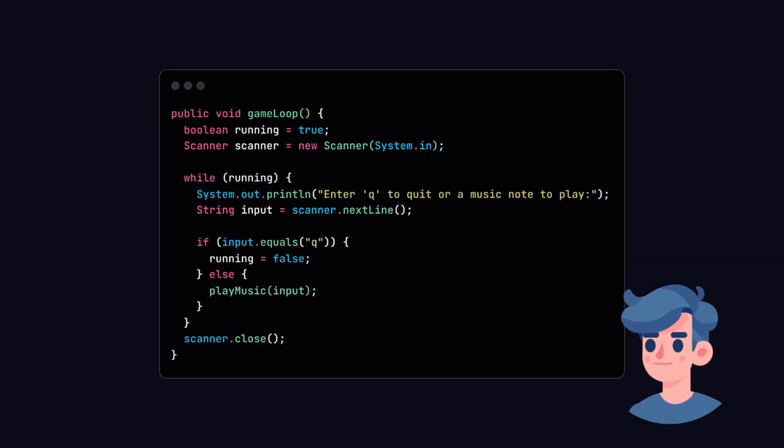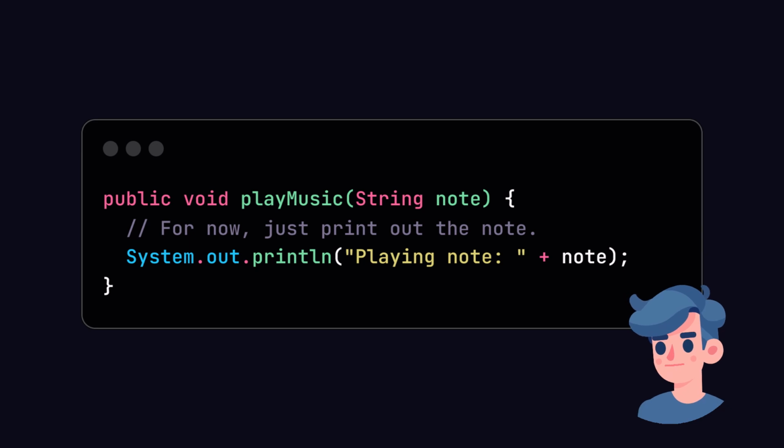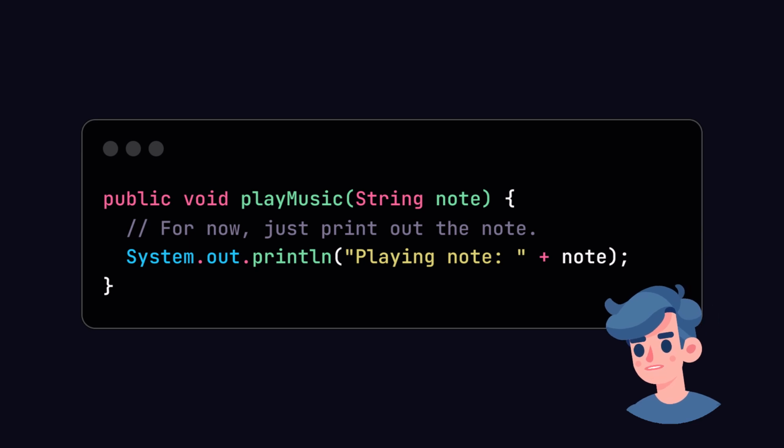Now, let's implement a simple game loop. This loop will handle user input and manage game updates. Create a method called GameLoop inside the Music Game class. In this loop, we prompt the user for input. If the user inputs Q, the game will exit. Otherwise, we'll call a method to play music based on the user's input. Let's implement the playMusic method next.